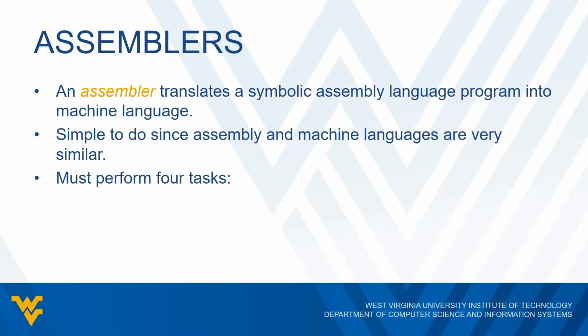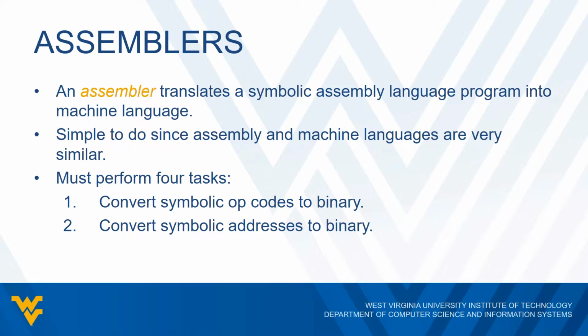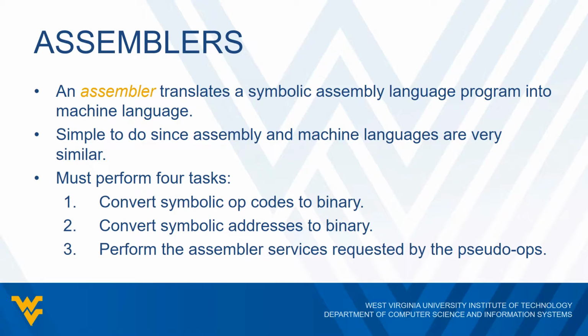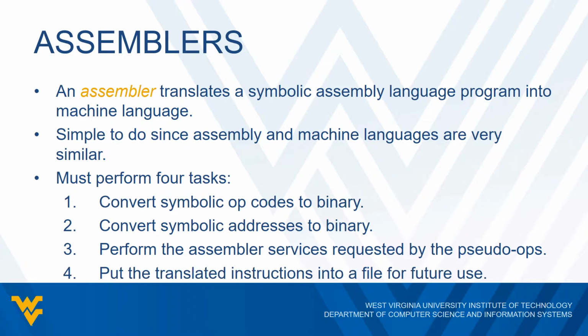Now, the assembler itself must perform the following four tasks, none of which is really that difficult. It looks like it's difficult, but it's pretty simple to do. So we need to convert the symbolic opcodes to binary. We then need to convert the symbolic addresses to binary. We then need to perform the assembler services that are requested by the pseudo ops. And then finally, we need to put the translated instructions into a file for future use.